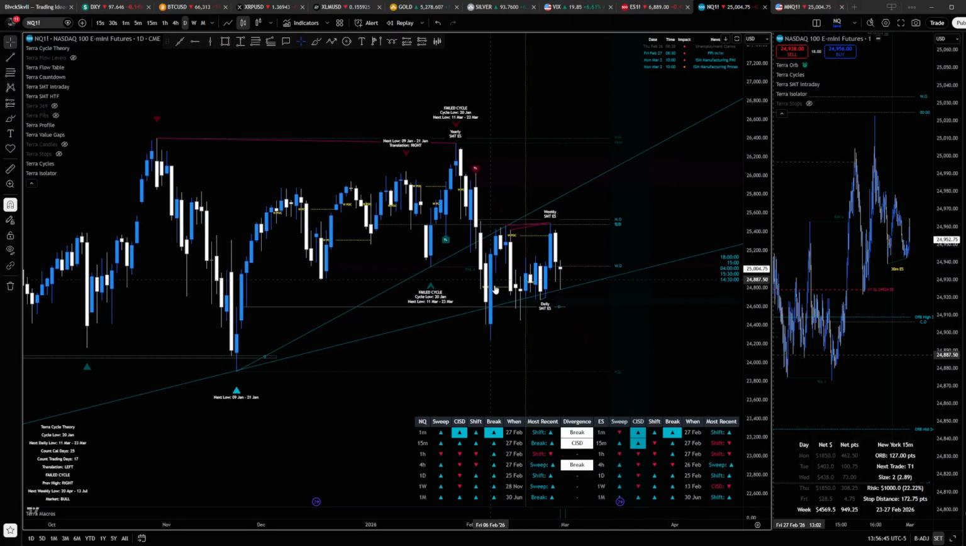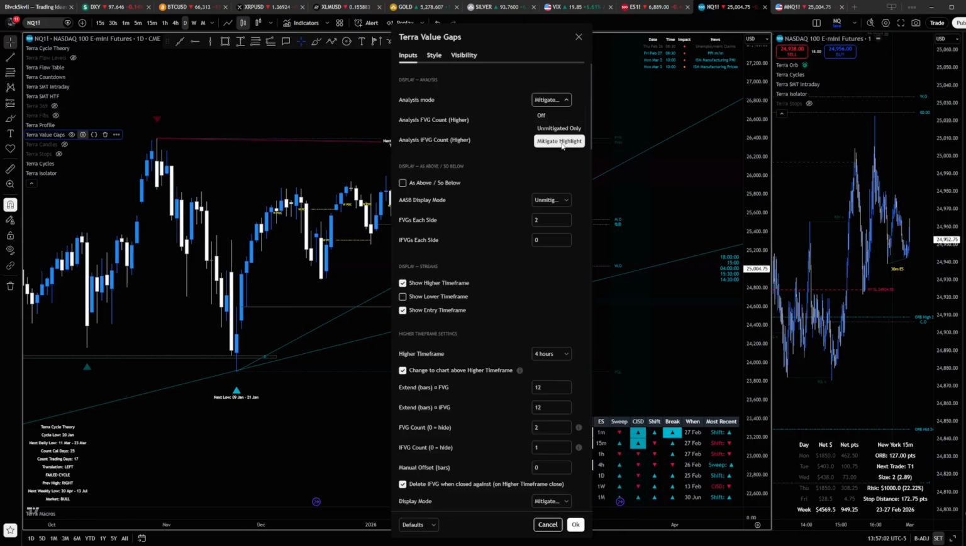In the meantime, we're still kind of just bouncing between these trend lines, and we're not really doing anything. For weeks now, we've not really been doing anything. So there's not really much more to say than that. And I've got my fair value gaps indicator on. I use it in analysis mode right now, which is mitigate highlight. So it will show me all the mitigated and unmitigated chart-based gaps.